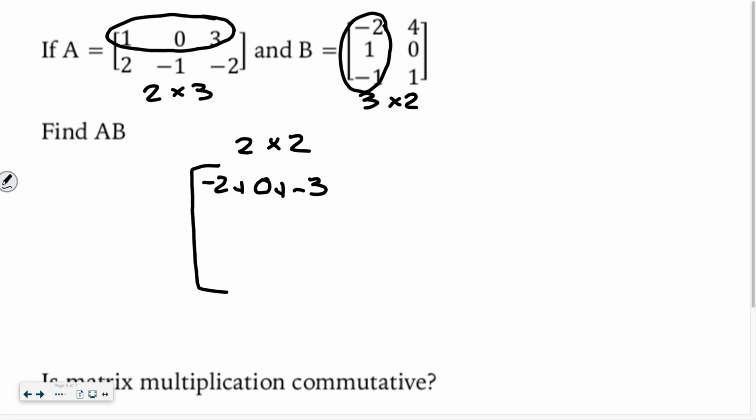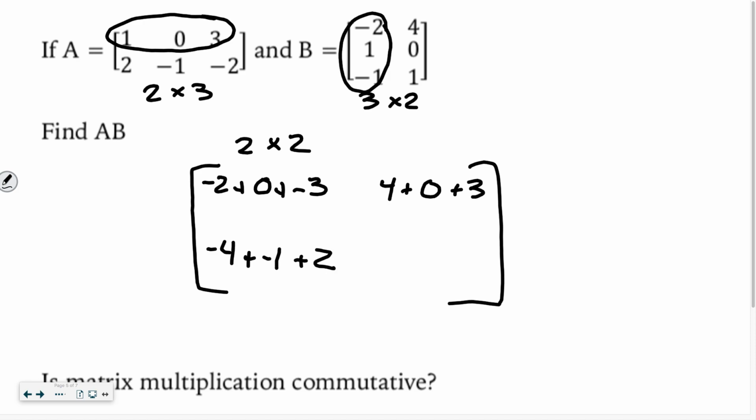And then take 1, 0, 3 and multiply it by 4, 0, 1. So 1 times 4 is 4, 0 times 0 is 0, and 3 times 1 is 3. Since that was my first row times my second column, that'll be my first row, second column entry in my answer matrix. And then move down to the second row, I will get -4 plus -1 plus 2. And then multiply it by the second column, that'll be 8 plus 0 plus -2.